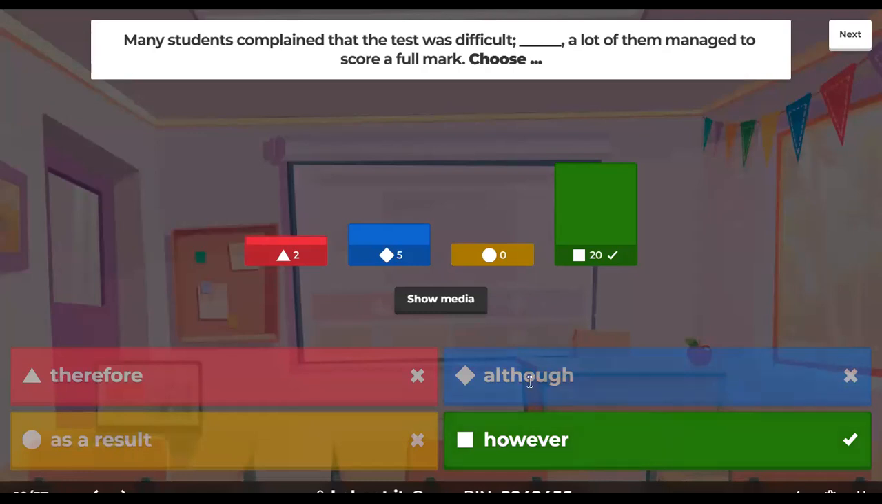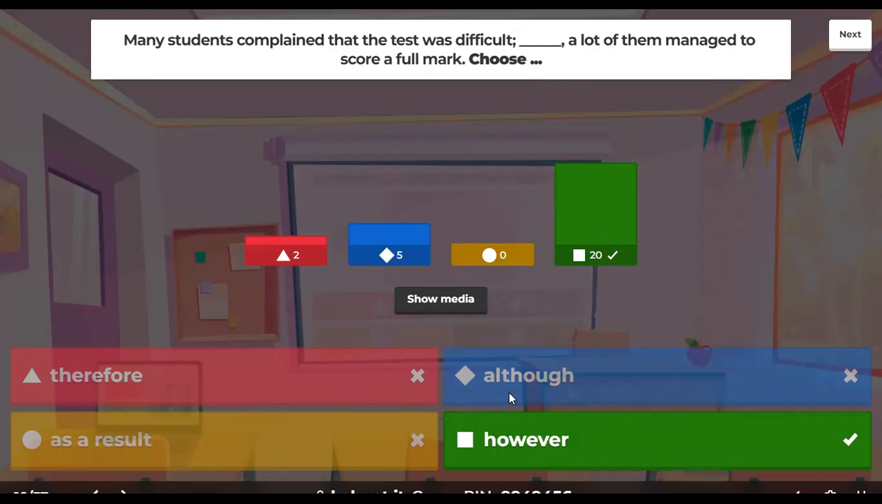I said although. Okay. We can say many students complained that the test was difficult, although a lot of them managed to. But the problem here with although is that we have a semicolon because this is the connector. I cannot remove this one. If you remove this one, you can use although, no problem. Because here the sentence is already connected. Okay, the two clauses are already connected. We don't need a connector. It is connected by the semicolon.